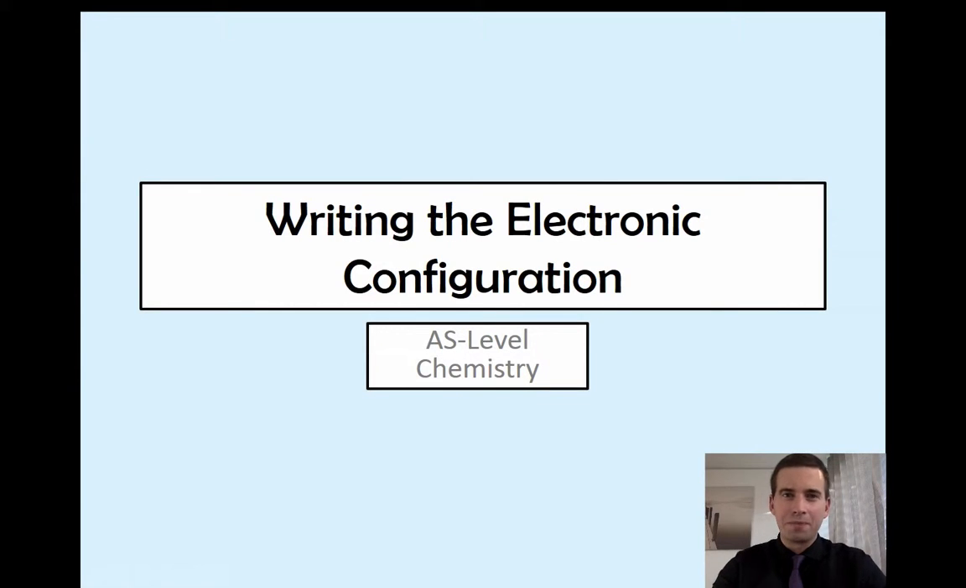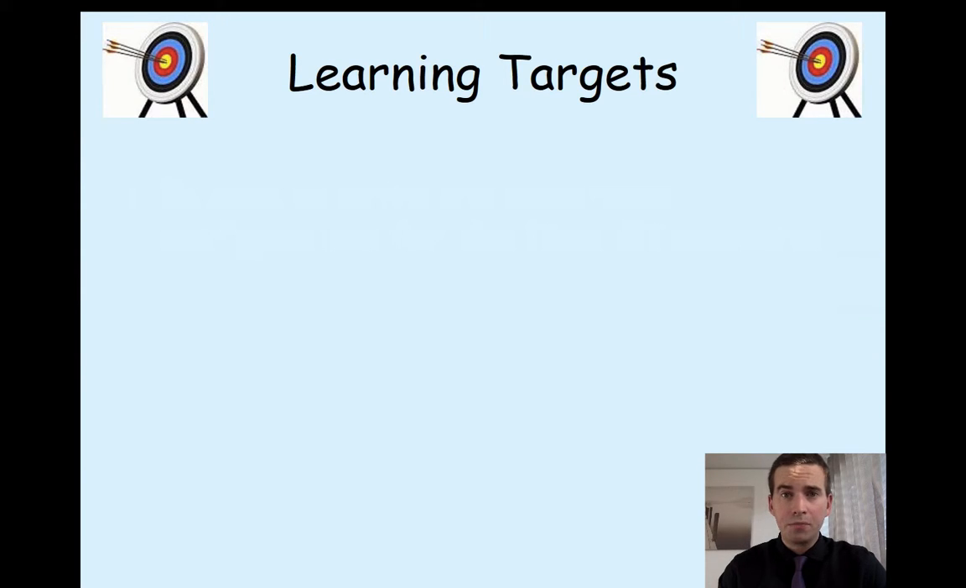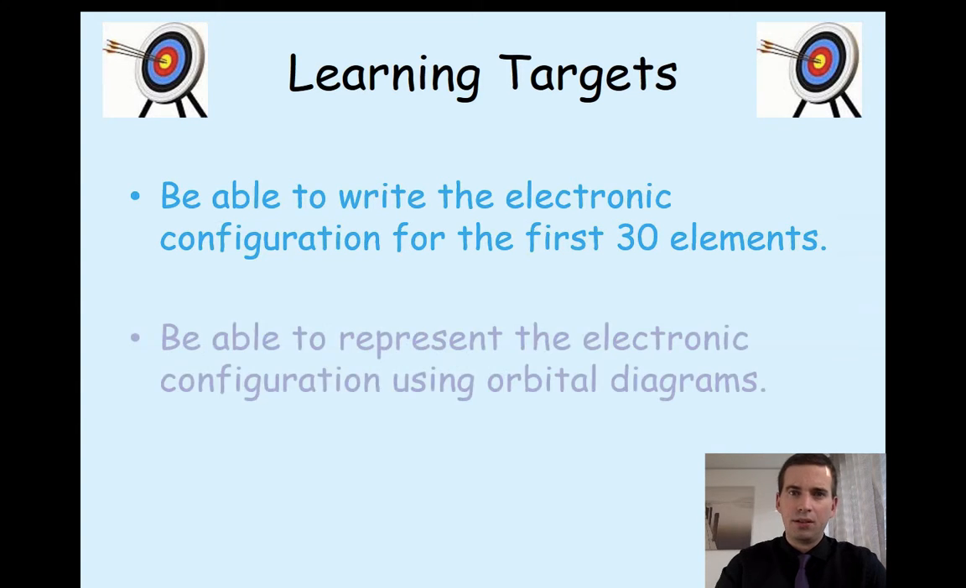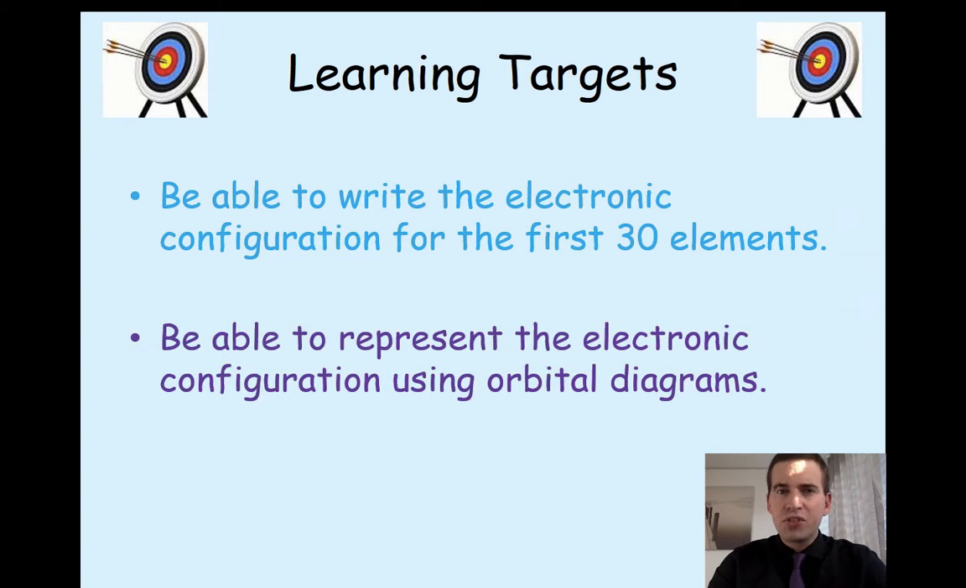And welcome back. Okay, so in this video, we're going to look at how to write the electronic configuration of elements. So hopefully, by the end of this video, you'll be able to write the electronic configuration of the first 30 elements up until zinc. And you should be able to represent the electronic configurations using orbital diagrams and know how to fill these up properly.